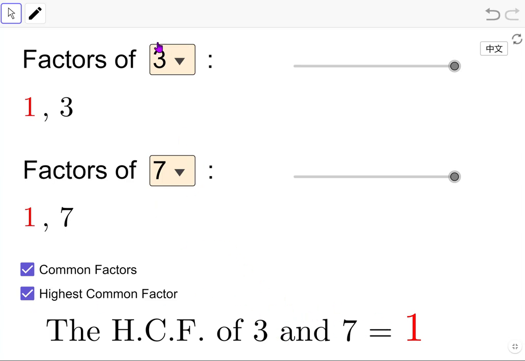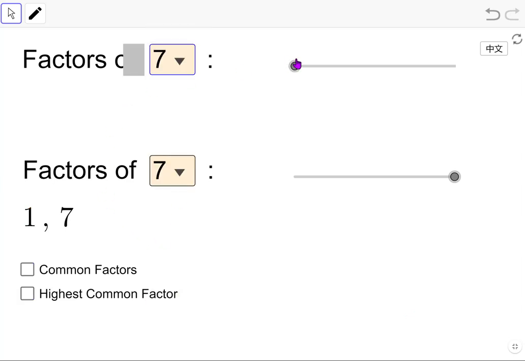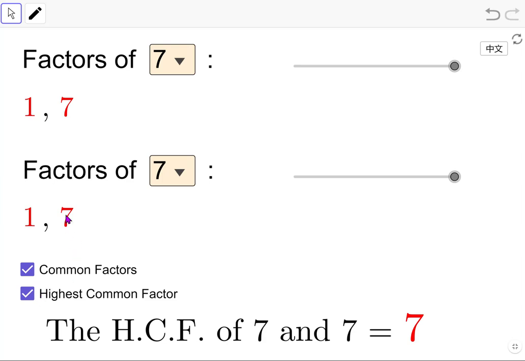So from that, not only do we learn that the highest common factor of 3 and 7 is 1, but that the highest common factor of any two different prime numbers is 1. But what if they're both the same number? Well, then obviously all factors will be common, and the highest common factor will be the number itself.